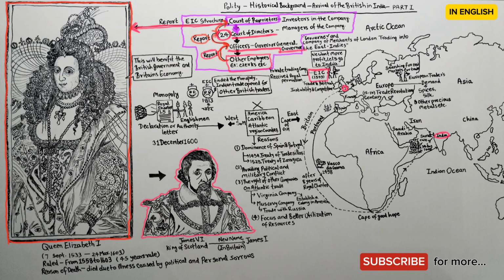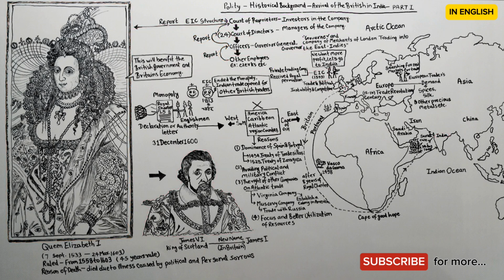They did not have any direct administrative control, but they could influence the board of directors, that is, the court of directors. When the company was in trouble, the British government could intervene through the court of proprietors, because the court of proprietors were wealthy merchants and investors who held shares in the East India Company and had the power to influence major policies of the company.